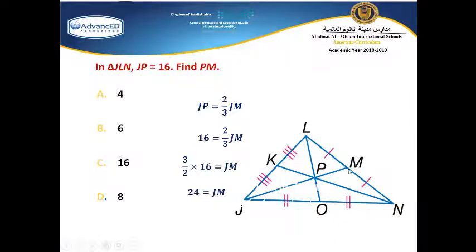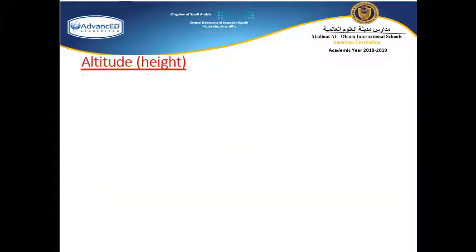How to find PM? We know the length of the median JM is 24, and we know that JP equals 16. By substitution, PM equals 24 minus 16, so PM equals 8.